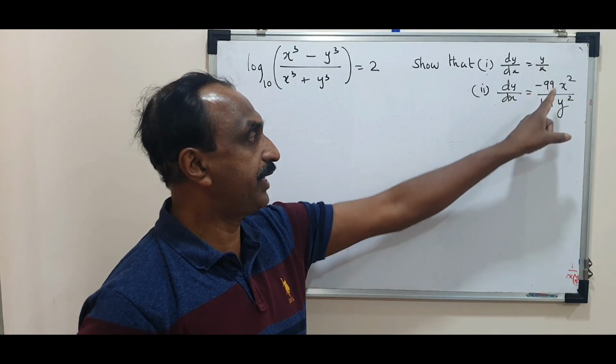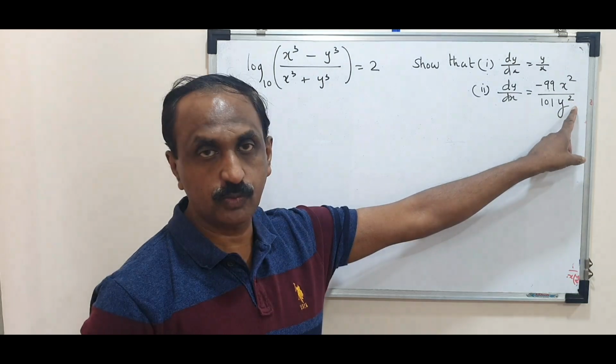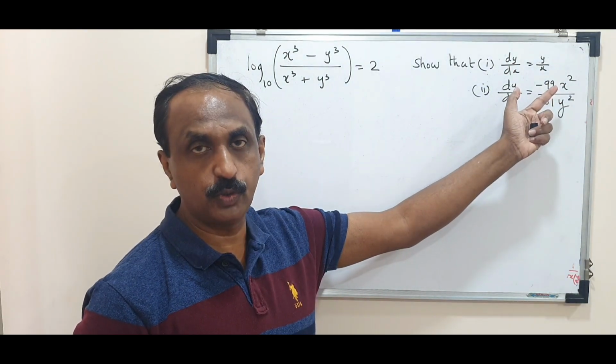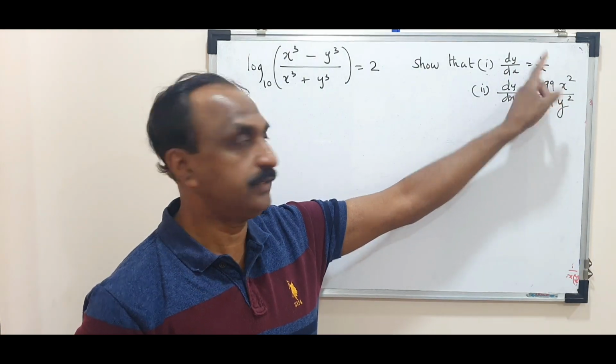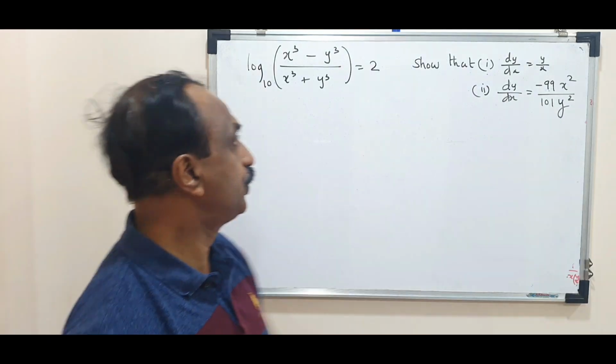Another, we have to show dy by dx is minus 99 upon 101 x square divided by y square. So both are the same kind as last time I told you. If you want this answer, keep the constant alone on one side. If you want this answer, cross multiply and differentiate. So I'm going to show you both.